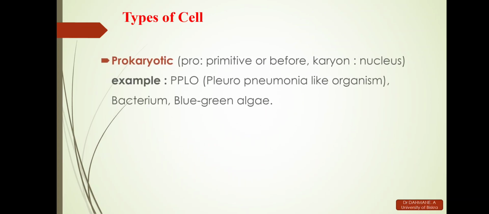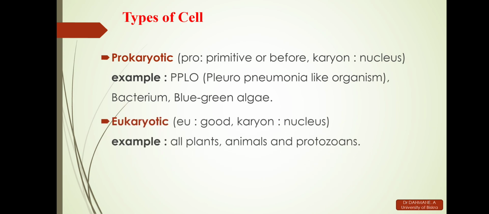So we talked about types of cells. We have two essential types of cells, prokaryotic and eukaryotic. Prokaryotic cells have a primitive nucleus. So the genetic material or genetic information found in the cell is not enclosed by an envelope. It is found free in the cytoplasm. For example, blue-green algae and bacteria.